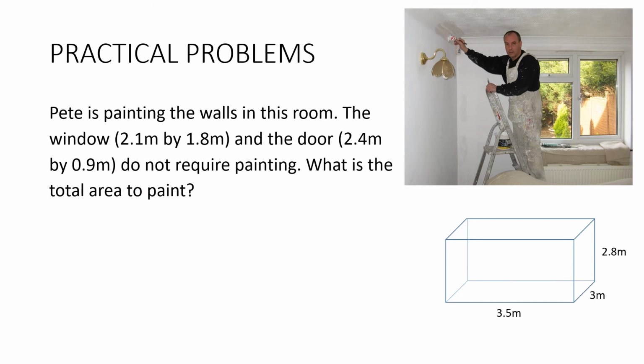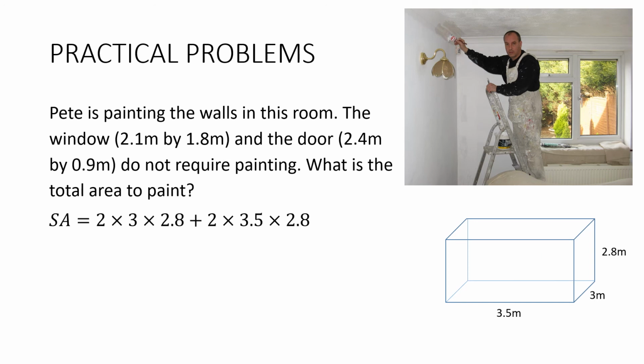Let's finish off with a practical problem. Pete is painting the walls in this room. The window, which is 2.1 meters by 1.8 meters, and the door, which is 2.4 meters by 0.9 meters, do not require painting. What is the total area to paint? So here's the dimensions down here, and we need to be careful because it says that he's painting the walls. He's not painting the ceiling or the floor. So all we need to do is the side rectangles and the front and the back rectangles.